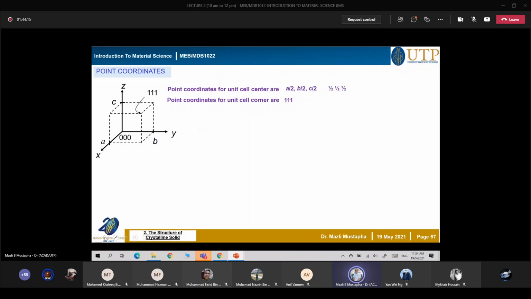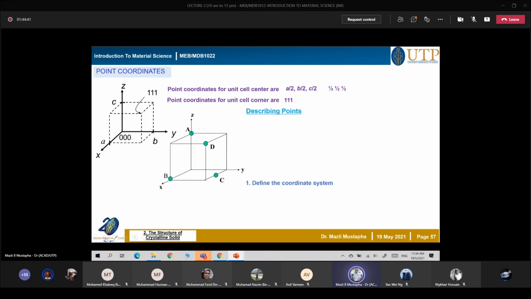Let's say this one. The point coordinates of this one is 111, because in order for us to reach this one, we have to move here. Let's say 1 in the x direction, positive y 1, and then we have to move up 1. That's why the point coordinates of this one is 111. Then we move on.